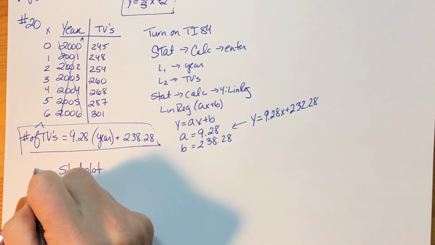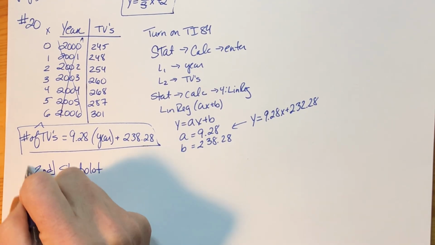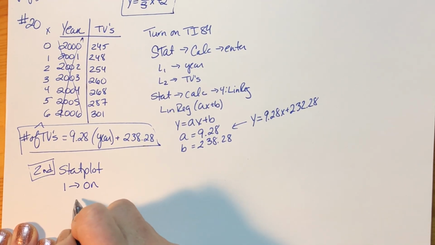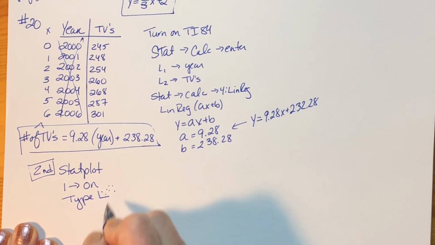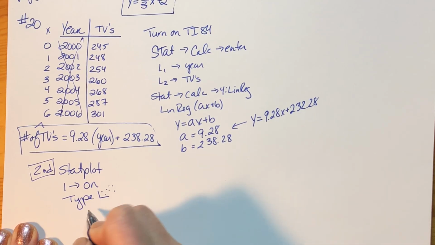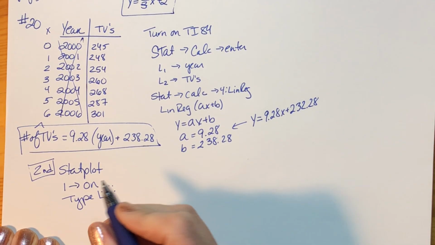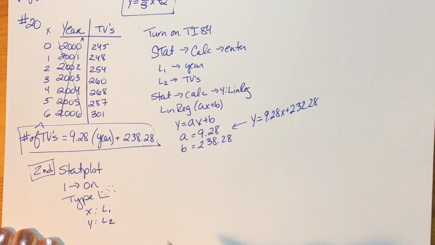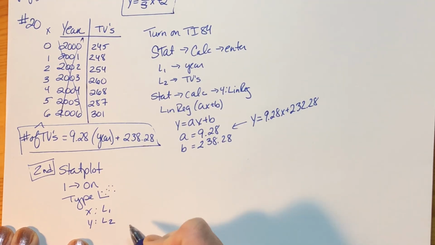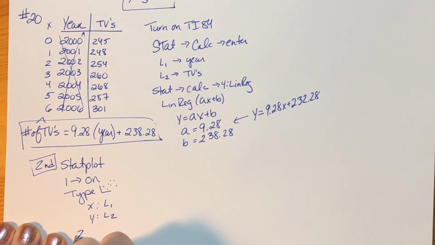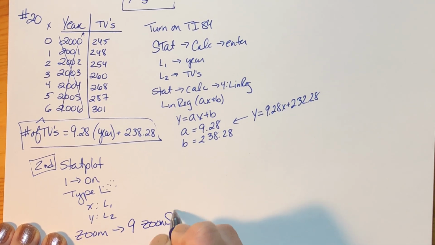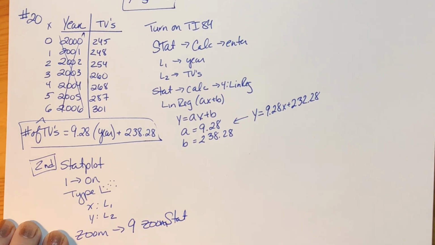All right, so you want to hit the second menu, and you're going to select stat plot. You're going to go to number 1. You're going to turn it on. You're going to pick your type, which we picked the scatter plot. And we had L1, L2. So our X was L1, our Y was L2, and then we went to graph it. So we went to zoom, and then we selected number 9, zoom stat. Okay, zoom stat. All right, very nice.